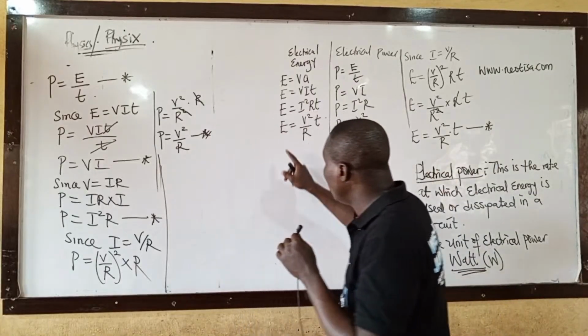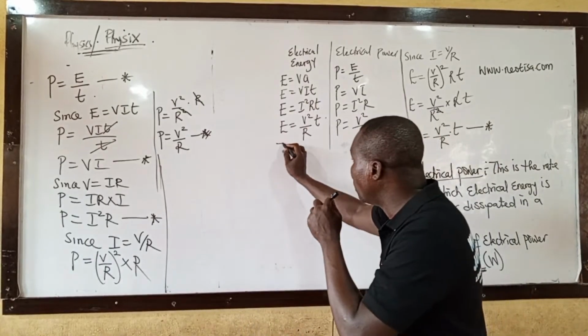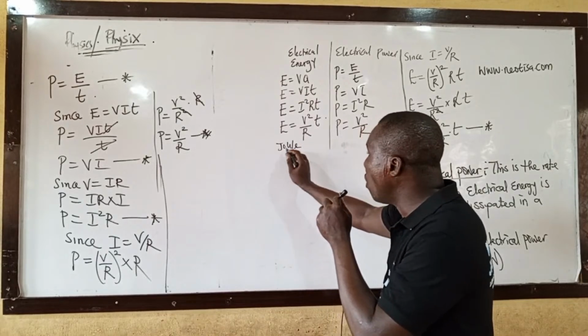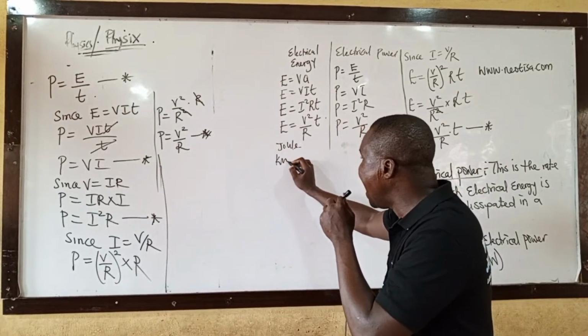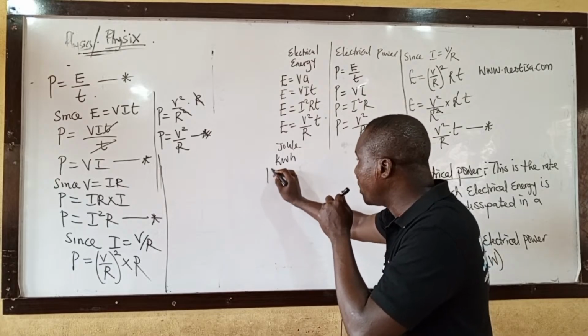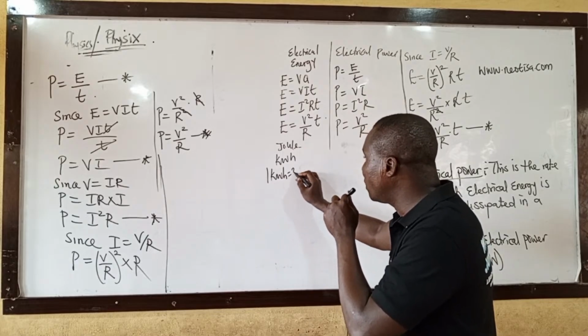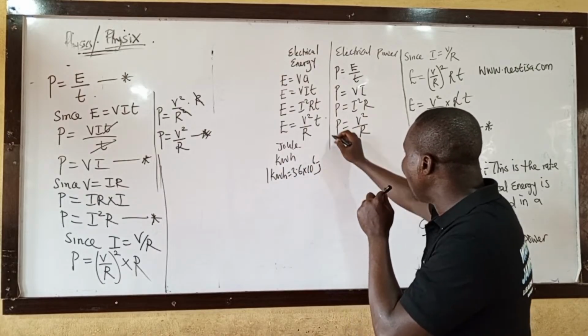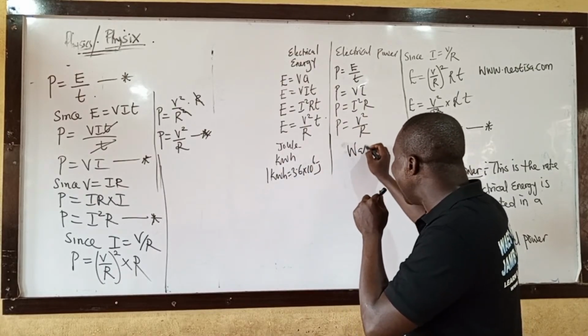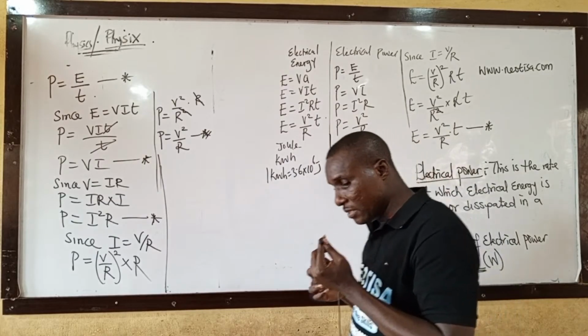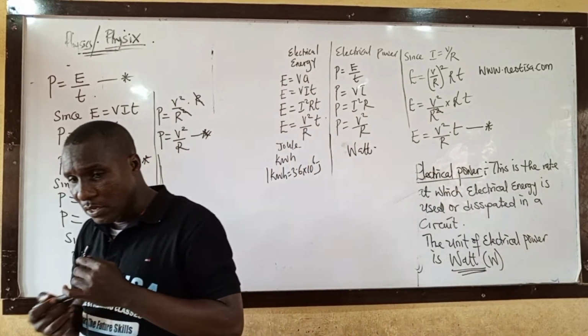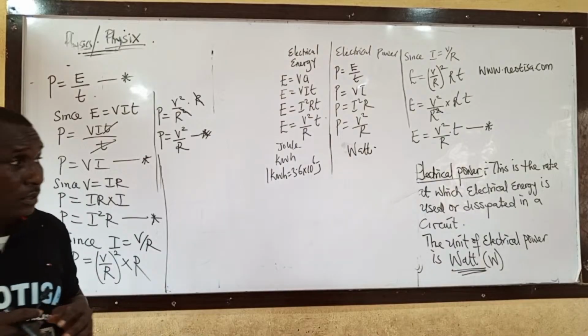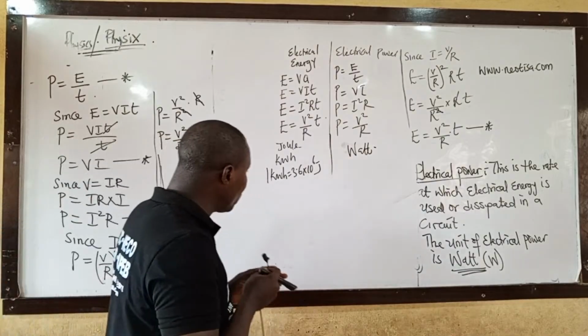And don't forget, I told you the unit of this is joules, while the commercial unit is kilowatt hour. And I told you 1 kilowatt hour equals 3.6 times 10 raised to the power 6 joules. While the unit of power is watts. Take note of that. Let us try.